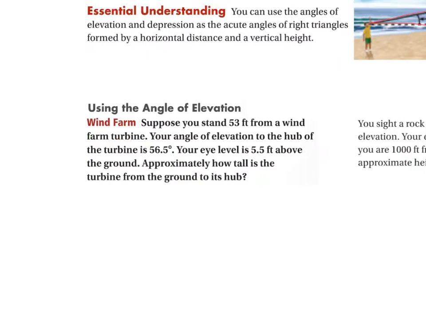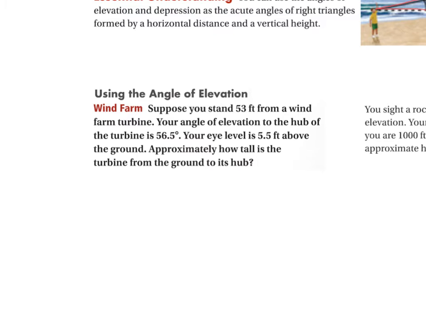So let's do the first problem. On all of these, I need you to please draw a picture. You need to, just to be able to visualize what it's asking you. Suppose you stand 53 feet from a wind farm turbine. Your angle of elevation to the hub of the turbine is 56.5 degrees. Your eye level is 5.5 feet above the ground. Approximately how tall is the turbine from the ground to its hub?